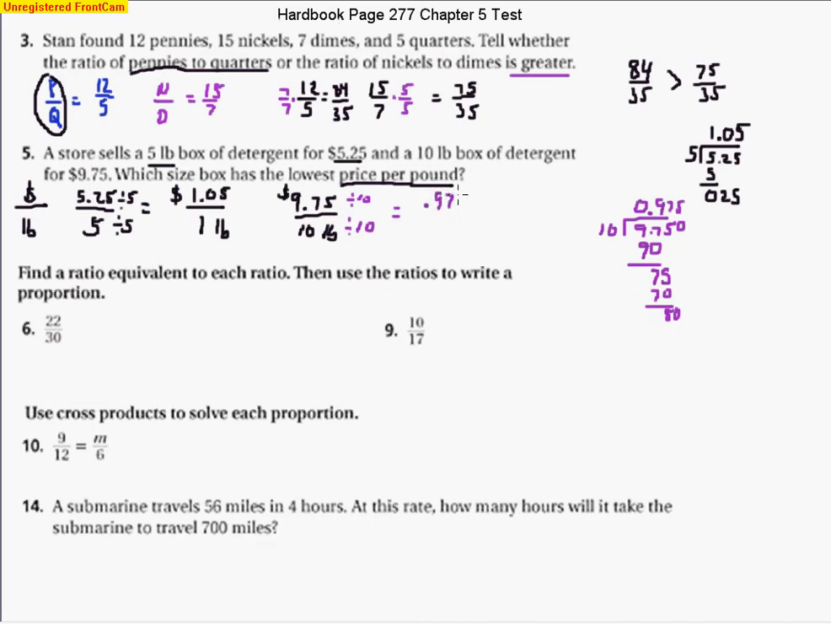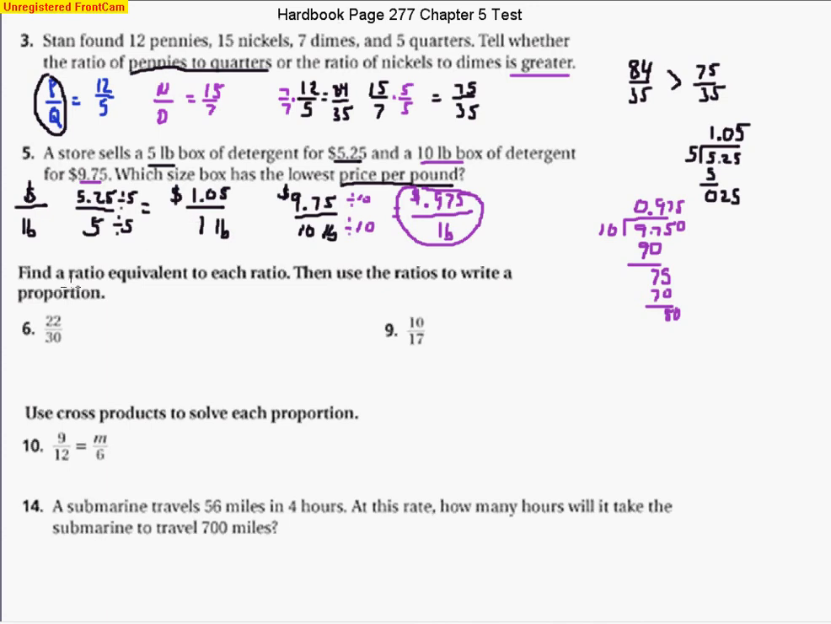So we end up with 97 and a half of a penny per pound. So which is the better deal? Well, that would be the one with a bigger amount. The 10 pounds for $9.75 was the better deal. So I'll circle this one right here. So that was the $9.75 for 10 pounds was the better deal. It's less than the other.